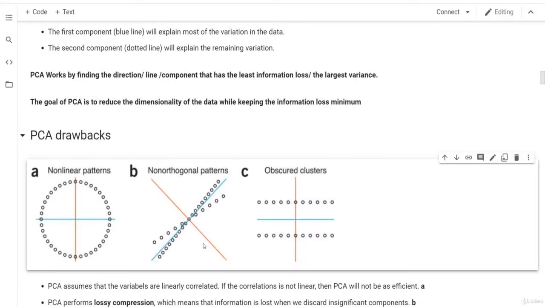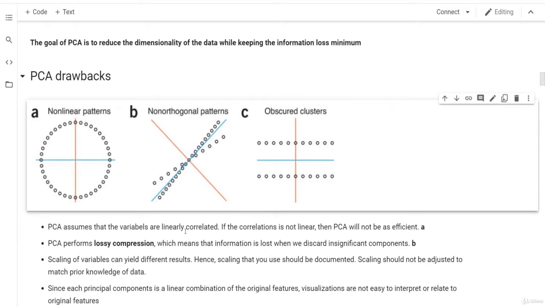Welcome back. So let's now discuss some of the drawbacks for the PCA. First, you need to know that PCA assumes that the variables are linearly correlated. So if there are any non-linear correlations between the features, then the PCA will not be efficient, right?